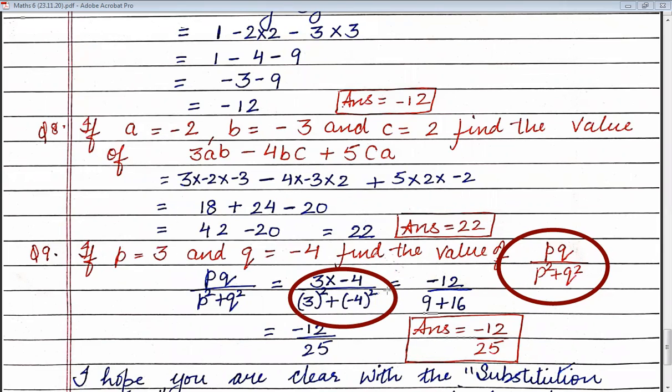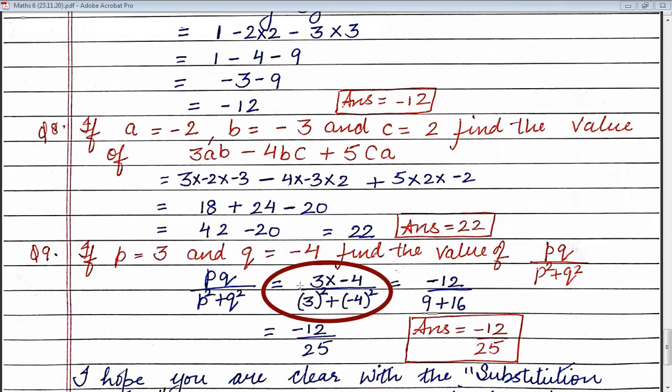I repeat, in this statement, I have just substituted the values. Let's see one more time. In this expression, we have just substituted the value of P and Q. P is 3, Q is minus 4. So 3 multiply minus 4 whole divided by 3 square plus minus 4 square.